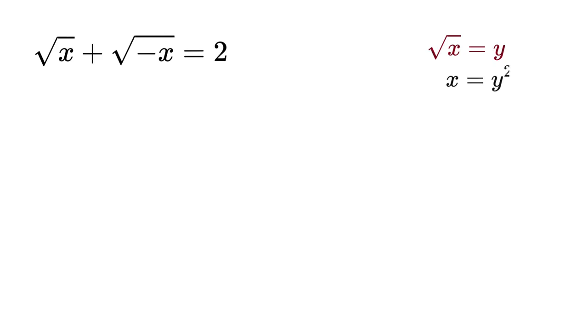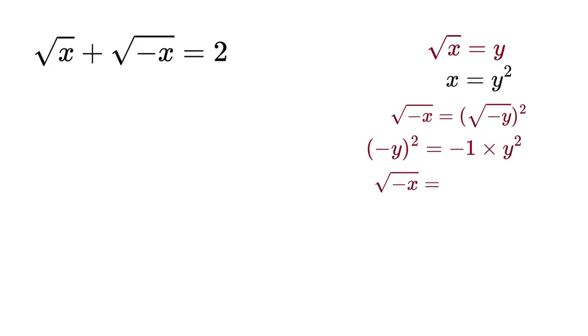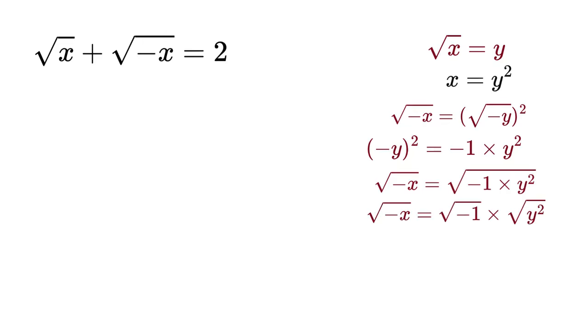Now, what happens to square root of minus x? So, square root of minus x becomes square root of minus y square. Now, watch this carefully. We can rewrite minus y squared as minus 1 times y square. And here's where the magic happens. We can split this square root as square root of minus 1 times square root of y square. Now, this square root of y square equals y. So, square root of minus x equals y times square root of minus 1.